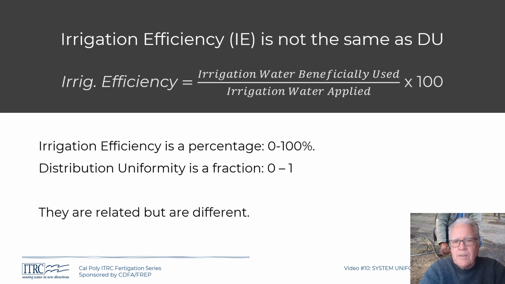See, there's nothing in here about evenness. At least you don't see it at first. Now, see the times 100 on that equation? Irrigation efficiency is a percentage that goes from 0 to 100. Distribution uniformity is a fraction from 0 to 1. They are related, but they're different, and I'll try to show you how they're different and how they're related.